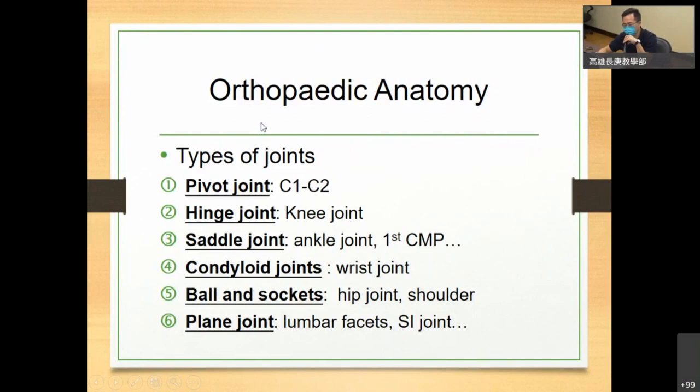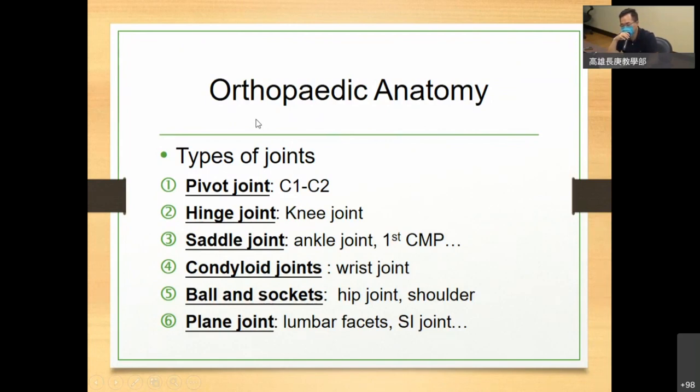The first is the pivot joint. The example is the C1 and C2 joint. The different types of joint have different functions. Okay, the second is the hinge joint. The example is the knee joint. And the third is the saddle joint. I will explain the different types of joint in the next PowerPoint. So you should take a quick view, we have about 6 to 7 kinds of joint.